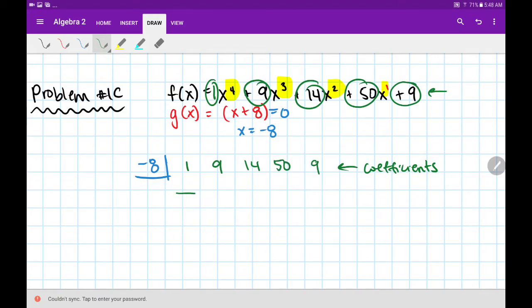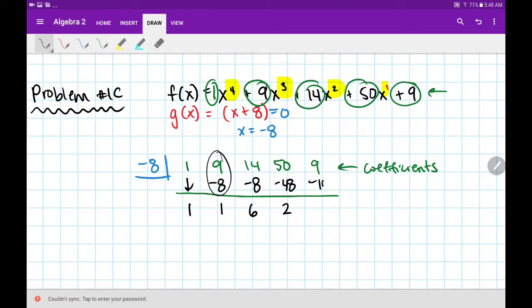Okay, we'll draw a line. Our first step is always to bring down the very first term, 1. 1 times -8 is -8. Then we just add downwards. 9 minus 8 is 1. 1 times -8 is -8. Then we add again. That's 6. 6 times -8 is -48. Then we combine like terms. 50 minus 48 is 2. 2 times -8 is -16.